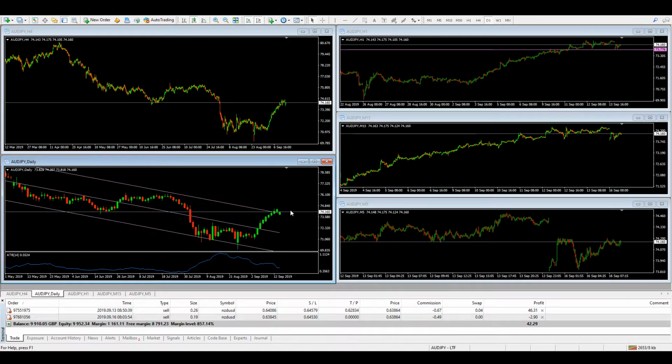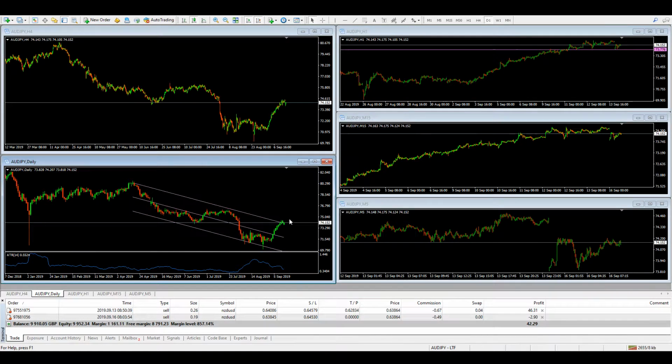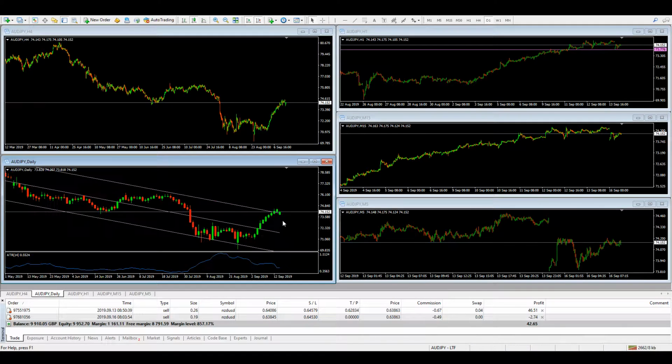AUD-JPY, much the same story as that previous one I was looking at. Really, it's just encountering this previous resistance here, or previous support turned into resistance. Some toppy type candles, so it's interacting with the upper edge of our standard deviation channel. But the problem is, at the moment, our lower time frames aren't really giving us signs of bearishness. Some of them are quite flat currently.